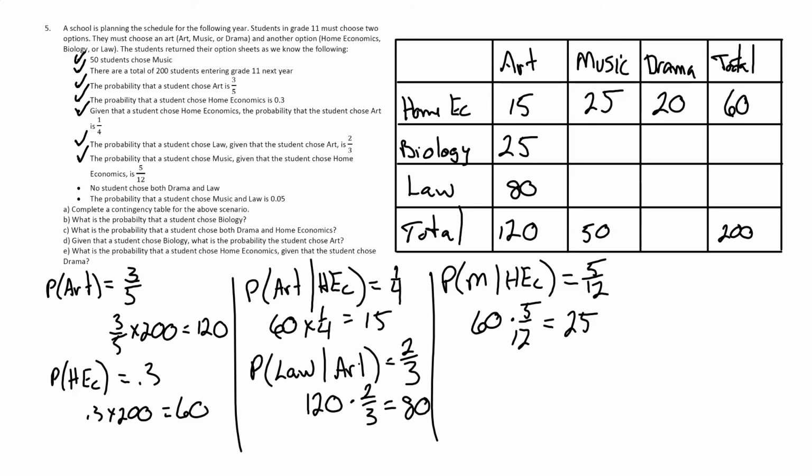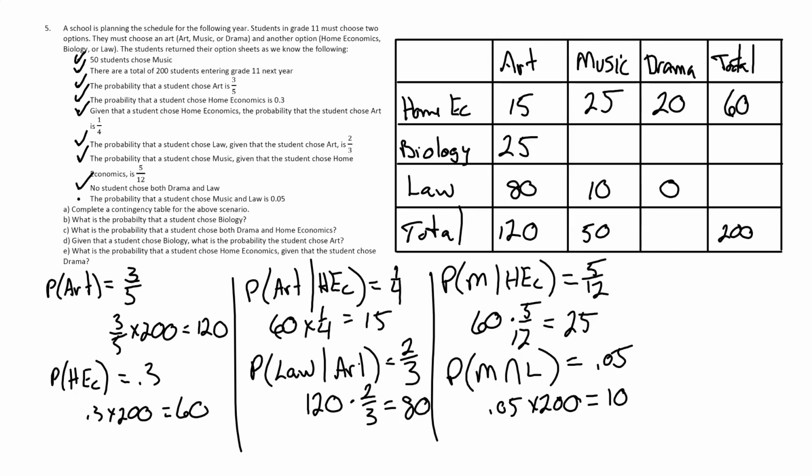We're told that no student chose both drama and law. So where drama and law intersect, we're going to end up with a big 0. Finally, the probability that a student chose music and law is 0.05. So in set builder notation, that's probability of music and law is equal to 0.05. Since that's talking just in general, we weren't given any situation, so we're back to working with just the total number of students. So the number of students who chose music and law is 0.05 times 200, which is equal to 10.